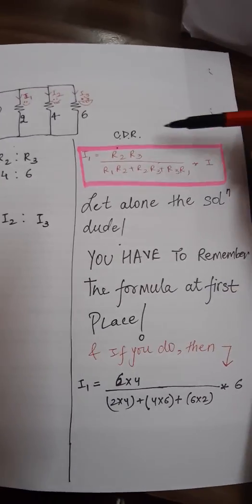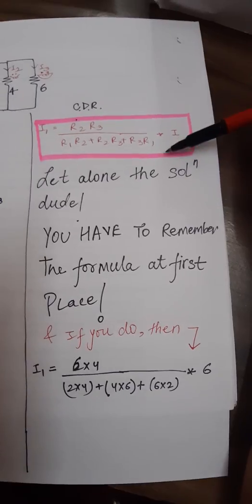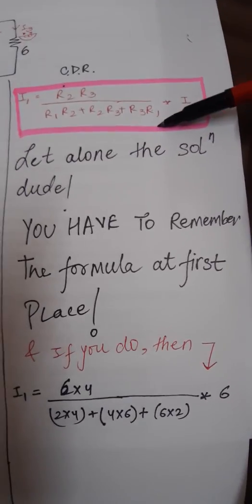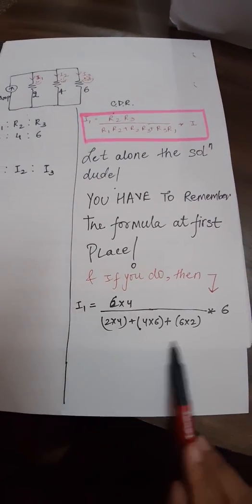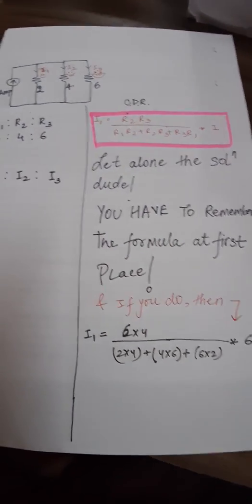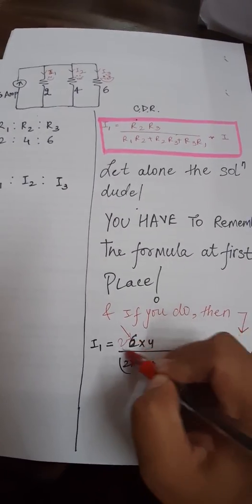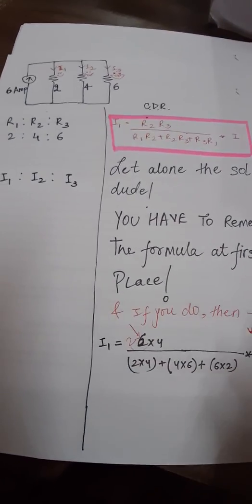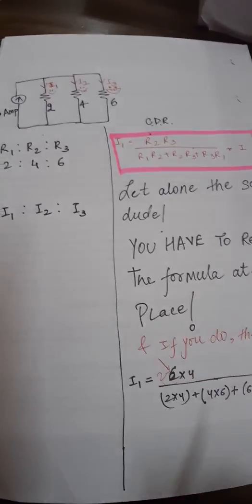If you want to apply the current division rule, you first have to remember this formula. Once you remember it, you come to this step and do all this calculation. And I won't lie to you, I wrote 2 here instead of 6 because I was seriously messed up and forgot. These are the silliest mistakes that we make. Even I did. An example is here.